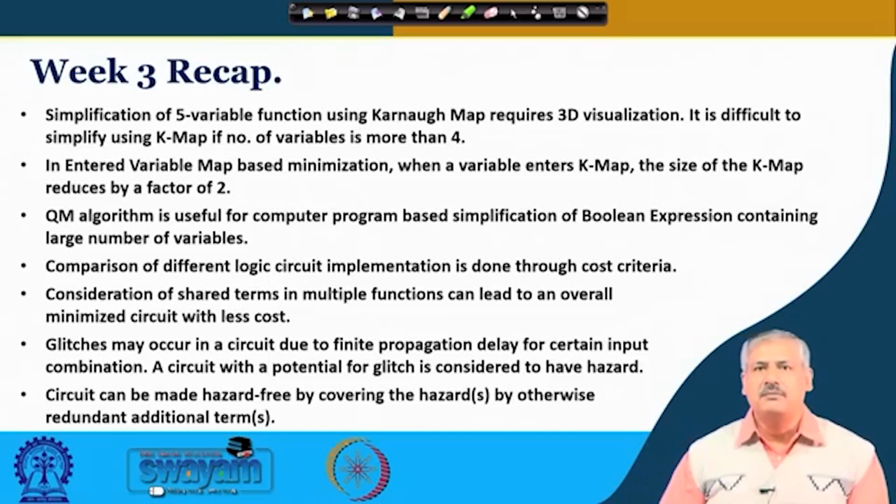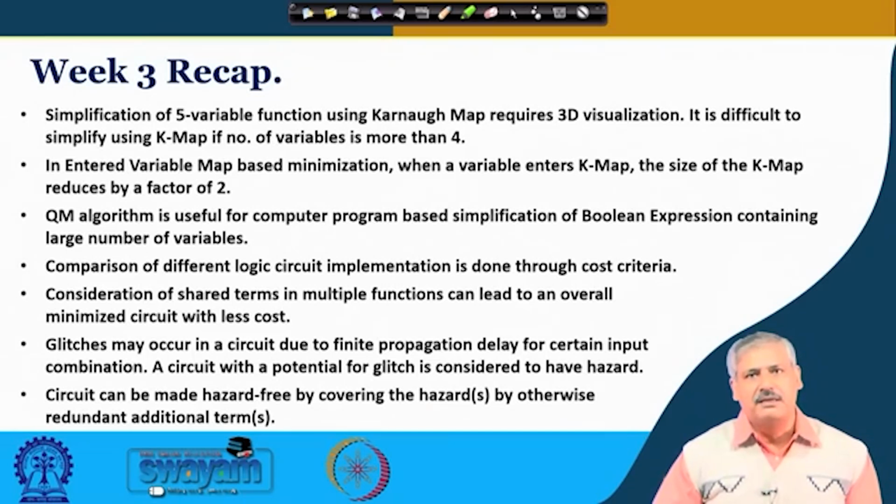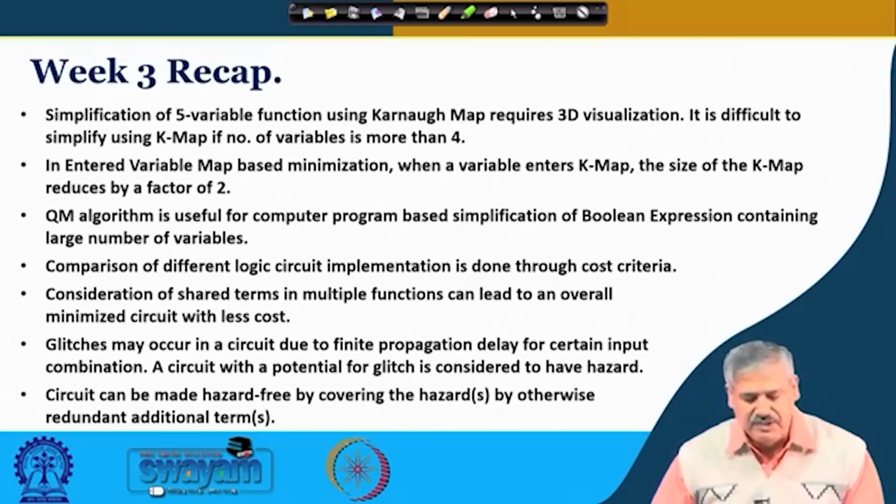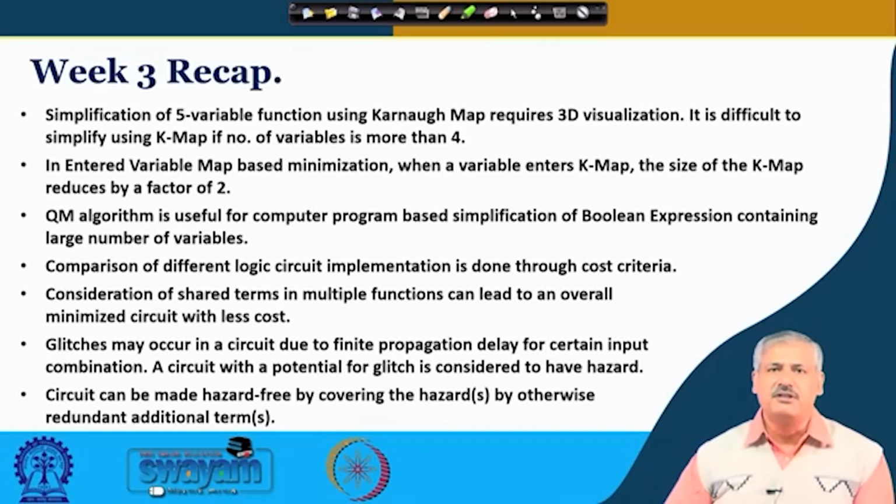And when we look at various realizations of a digital logic circuit, we consider certain cost criteria, which could be gate input cost, or literal cost, or the total number of gate inputs plus the total number of gates that are used. So using those criteria, we can think of minimizing one particular function, and of various options we can select one. And when we have to realize multiple functions, then we can see how we can use the shared terms that could be there amongst multiple functions.